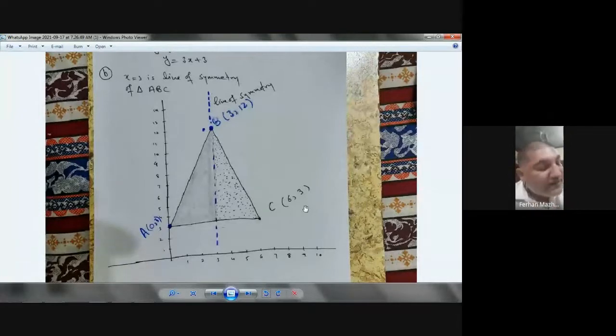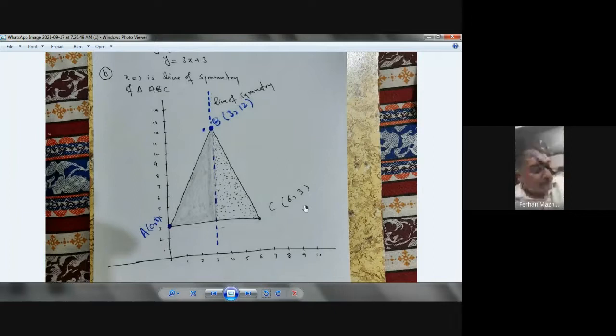We have drawn it, and because x equals 3 is the line of symmetry, this is how we find the coordinates of C. It's a little new question, a little tough and a new concept for you.